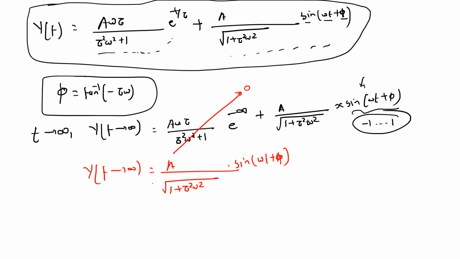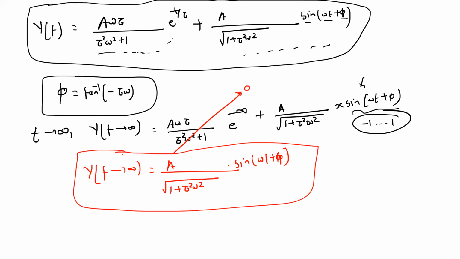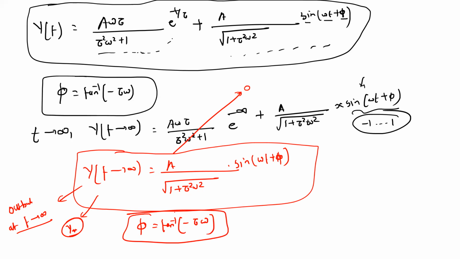Is it clear? So this one is your output at t tending to infinity. That is your output steady state value. The value of phi you can already calculate: phi is equal to tan inverse of minus tau omega. Tau is the time constant of the first order transfer function, and omega is your frequency over here.